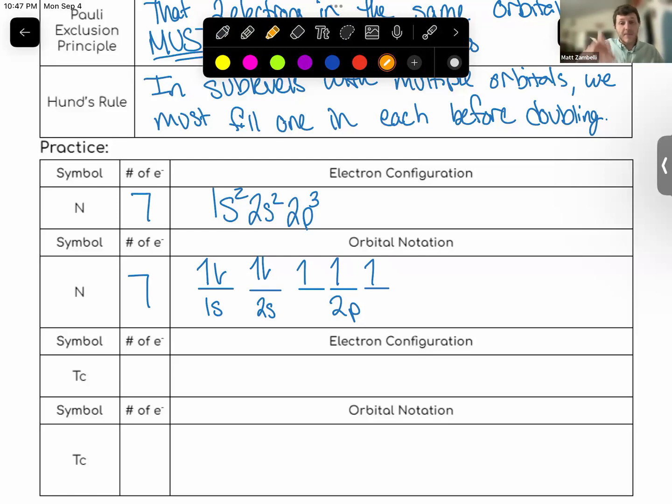The other thing is the Pauli exclusion principle. We never want to have both our electrons going up. So we never want to see 2 arrows going up or 2 arrows going down. We always want to have 1 of each going in each of our orbitals. All right.